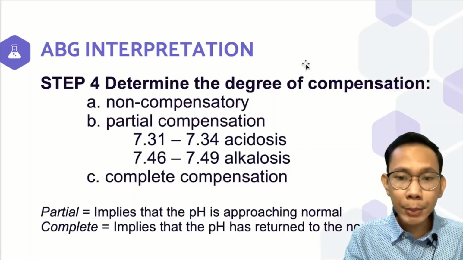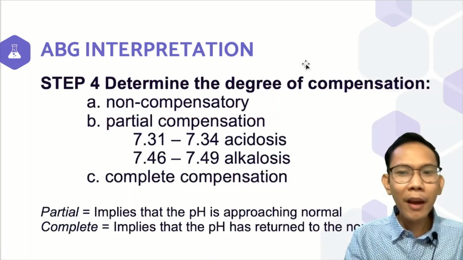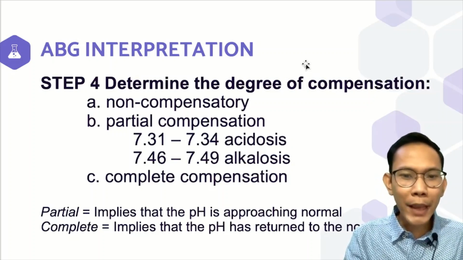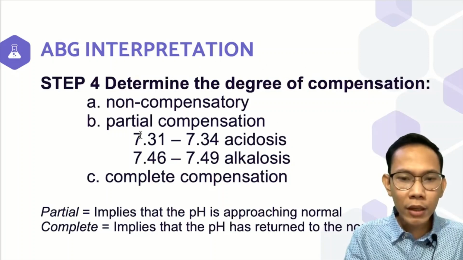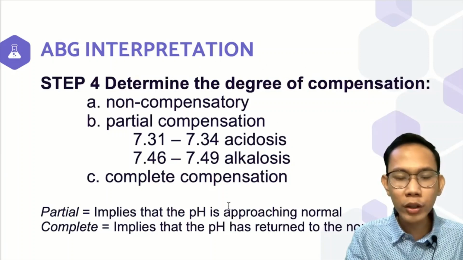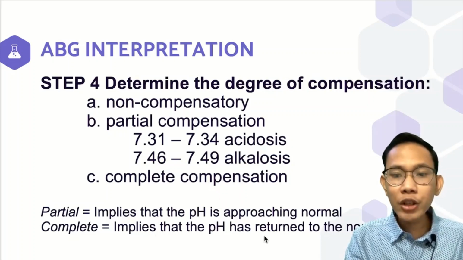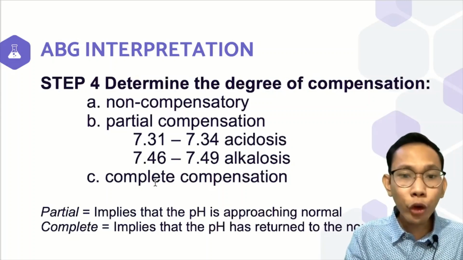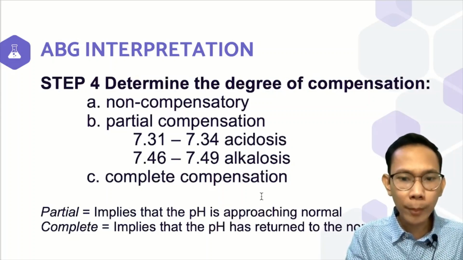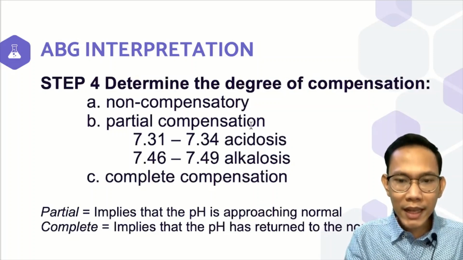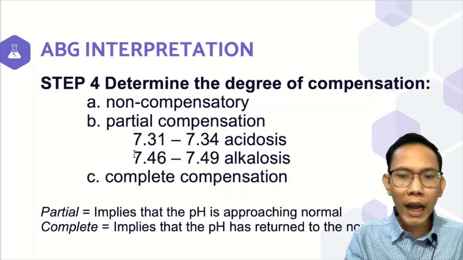Step 4, determine the degree of compensation. Very basic lang. Paano natin malalaman ang degree of compensation? Check your pH. Kung ano ang pH natin? If it's non-compensatory, partial compensation, or complete compensation. Pag complete compensation, meaning implies that the pH has returned to the normal range. Meaning, nasa normal level yung ating pH. That's your complete compensation. However, whether it is acidotic or alkalosis, pag nandito na range, 7.31 to 7.34, or alkalosis, 7.46 to 7.49, that's gonna be partial compensation.